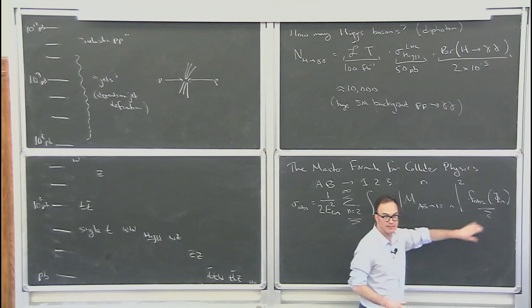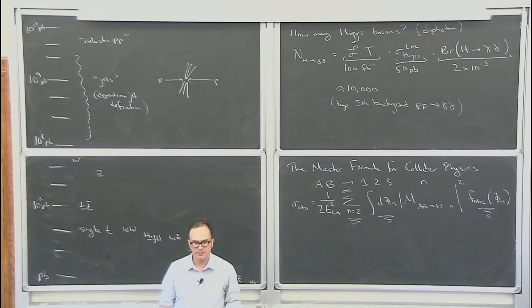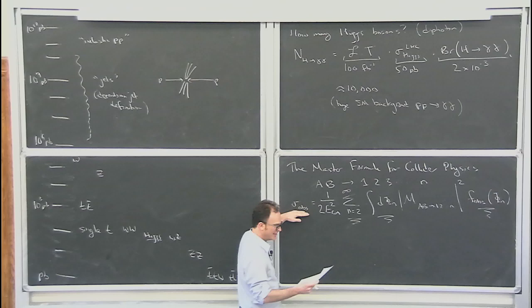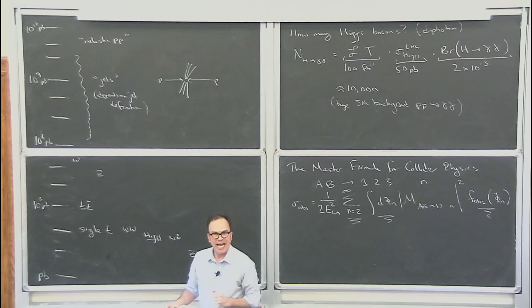And you choose this in a clever way to gain insight into something that's physically relevant. So the key that I want you to appreciate is that the cross-section that you measure depends on what you measure. It's pretty obvious. You have to think carefully about this function here. You have to sum and integrate over all possible final states.